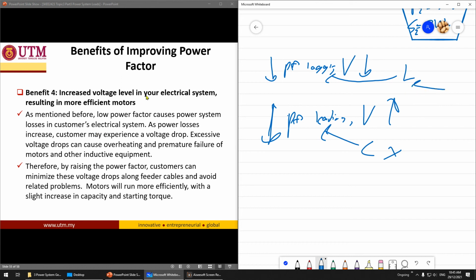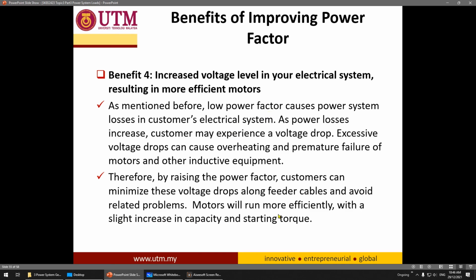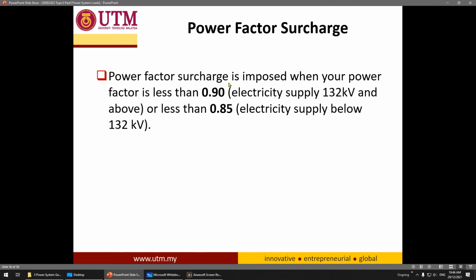So basically as a result the voltage is reduced. So if you raise the power factor, the customer can minimize the voltage drop along the feeder. Okay, so power factor surcharge. This one you have to calculate. Power factor surcharge is imposed when your power factor is less than 0.9.